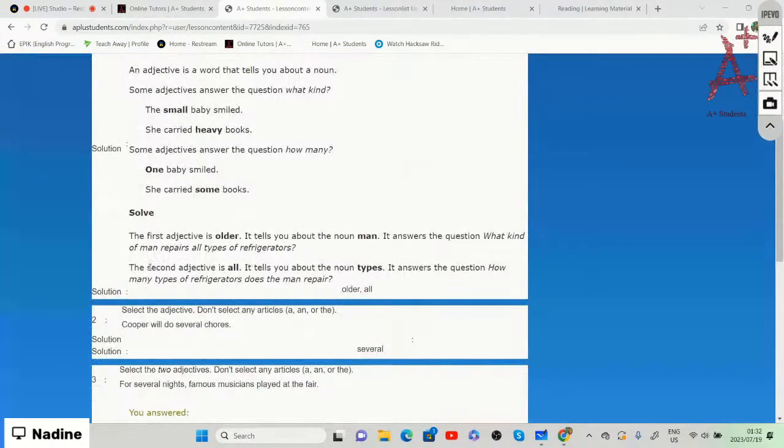Yes, so even here it says older and types. Older telling us what kind of man, and all types telling us how many types of refrigerators.